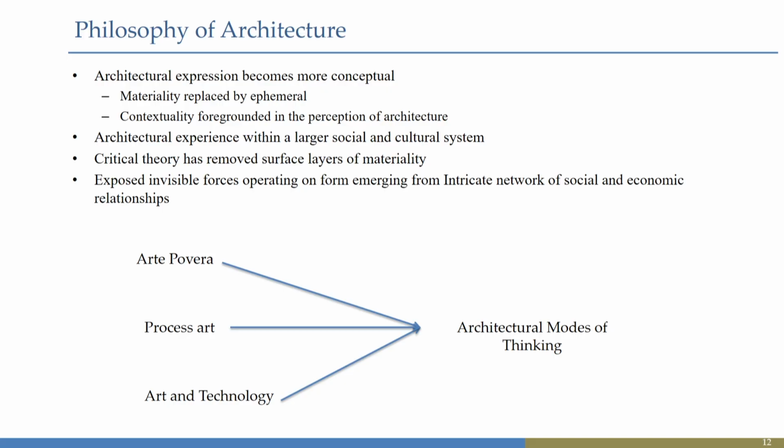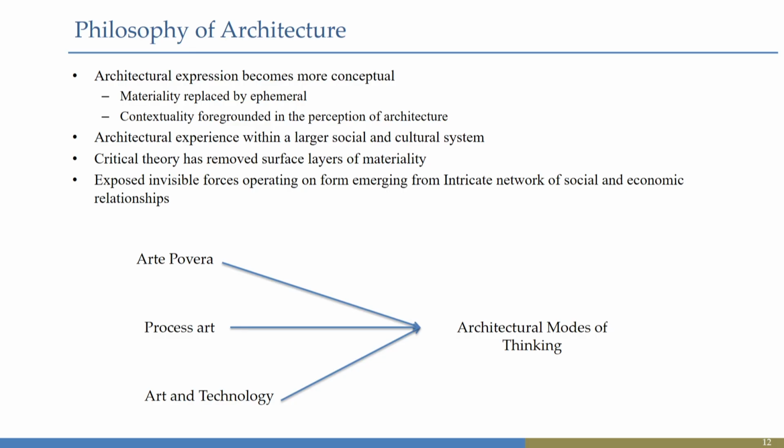So, when we look at a building, we see that it is an innocent structure, a simple beautiful structure where people work and do things. But critical theory has looked at it deeply, and it has said that no, it is not so simple. It has been done with some ulterior motive so that some people cannot enter and only a certain kind of people can enter and do their work. So, critical theory has removed surface layers of materiality from these expressions.